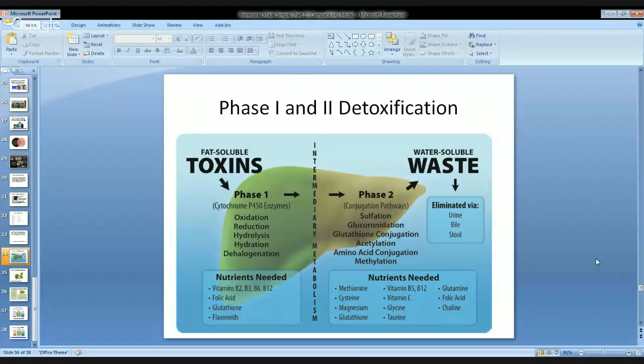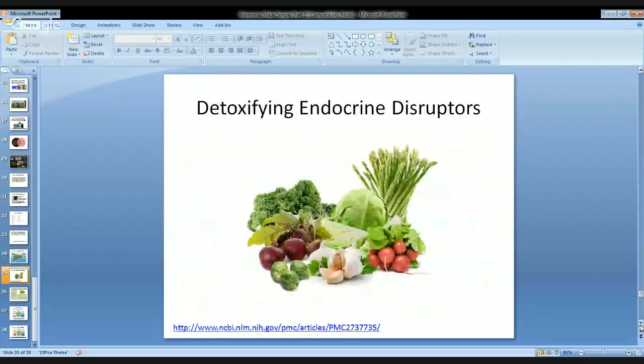Cruciferous vegetables are basically those vegetables that have a cross-like symbol on the leaf. So they're little crosses on the leaves. That's why they call them cruciferous. Now, they have unique properties, and they're called phytonutrients, or plant chemicals that have additional health benefits.